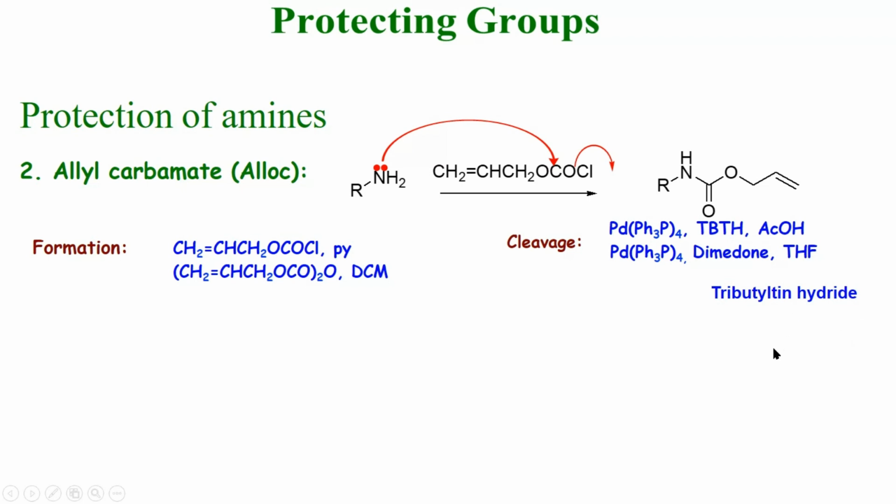The same allyl carbamate can be cleaved by using tetrakis(triphenylphosphine)palladium. Instead of TBTH, we use dimedone and THF as a solvent.